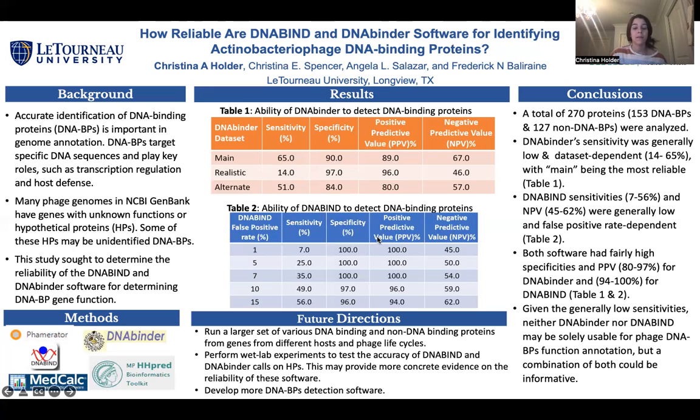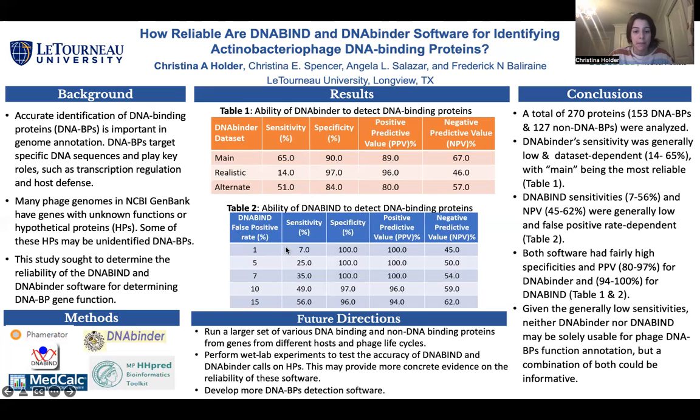So to identify the most reliable data set of DNAbinder, we can look at the sensitivity and specificity rates. As you can see, the realistic data set has a very low sensitivity, meaning that it is not going to be able to call a high number of DNA binding proteins. So that means that that data set would likely not be very helpful. So that leaves the main and alternate data set. And as you can see, the main data set has a higher sensitivity and specificity than the alternate data set, meaning that out of all the DNAbinder data sets, main would be our most reliable.